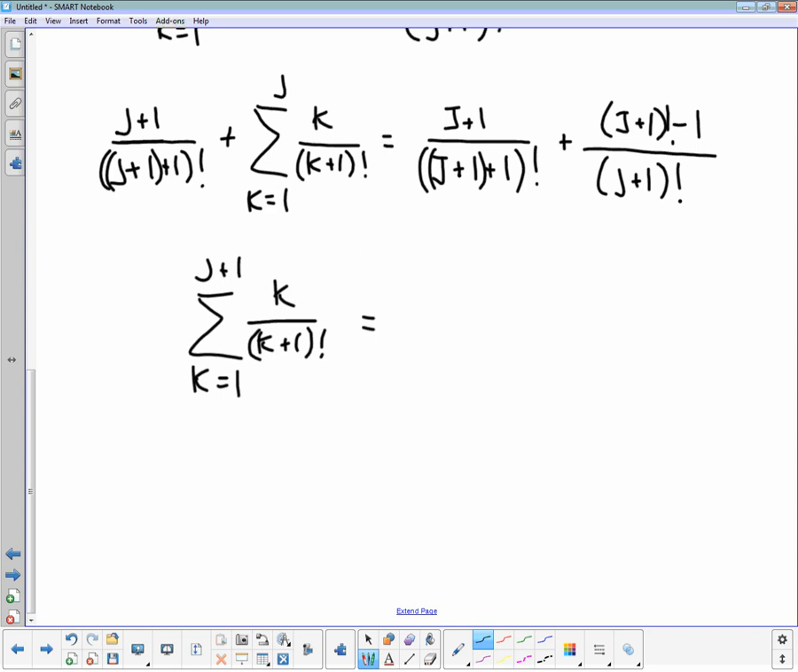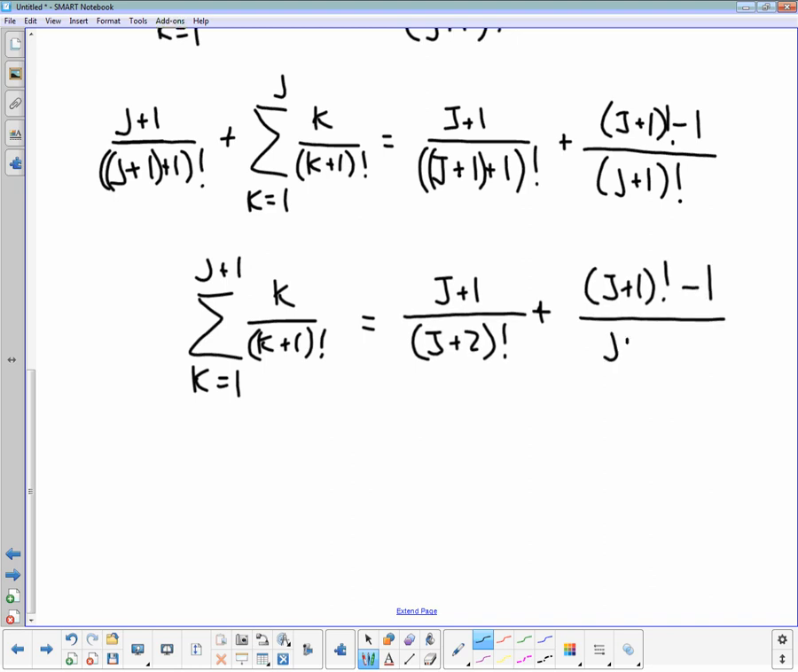And now we've got to figure out what all this mess is, right? All right, so let's look at this a little bit further and realize I've got j plus 1 all over j plus 2 factorial plus j plus 1 factorial minus 1 all over j plus 1 factorial. Right? Great. Now, yuck, but not impossible.